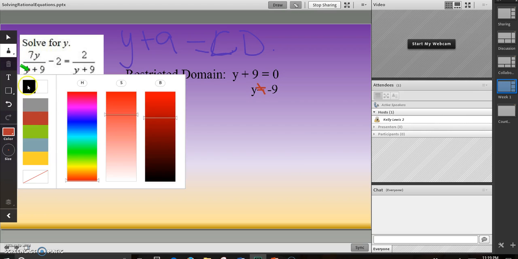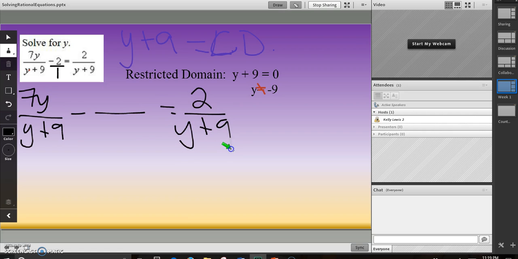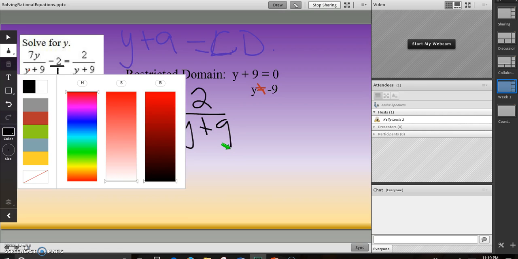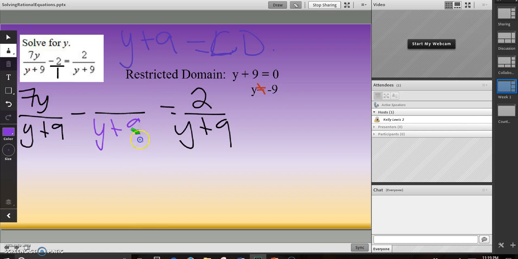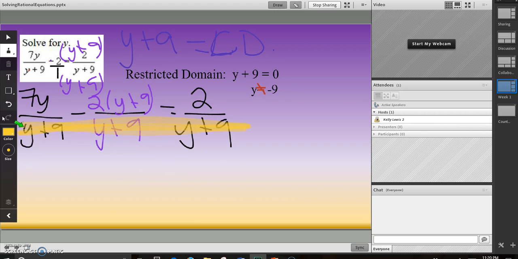All right, the only one we need to fix is this middle guy right here, because that's like negative 2 over 1. So I need to make him have y plus 9. And so I need to multiply y plus 9 on the top and the bottom. So negative 2 times y plus 9. All right, look. The bottoms are all the same, so it just goes away.